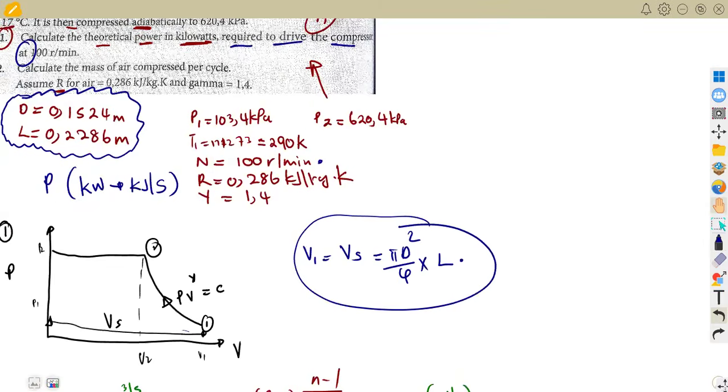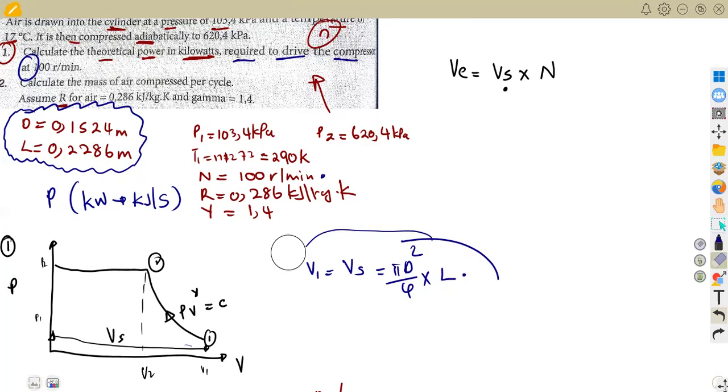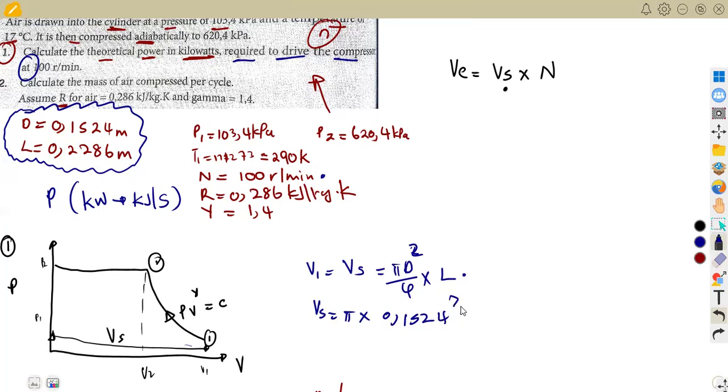Remember our relationship. Let us just write it here. VE is equal to VS times N. So we need VS first, and VS is equal to pi d squared over 4. So let us just calculate our VS, which is V1. Like I said, this is our VS, which is V1, pi d squared over 4. That's pi times the diameter, 0.1524 squared over 4 times the stroke length L, which is 0.2286.